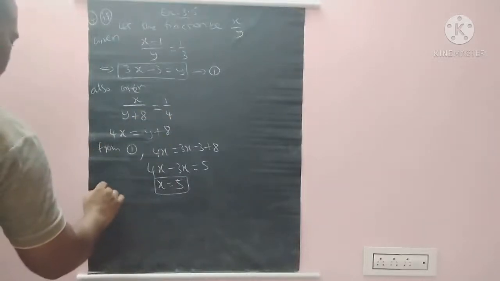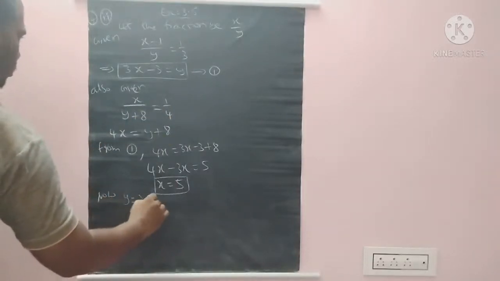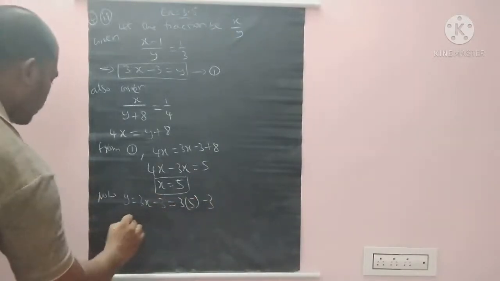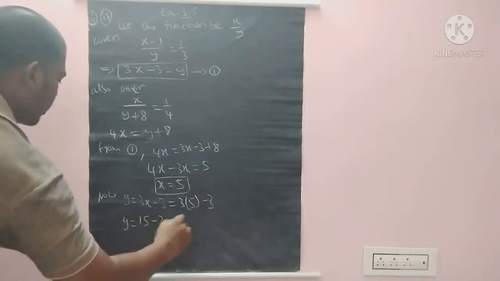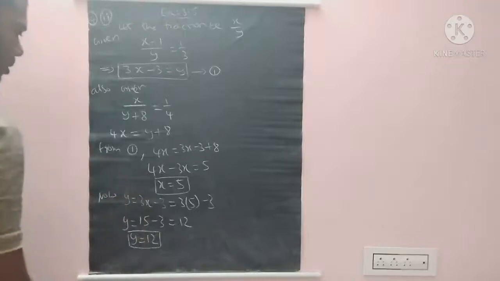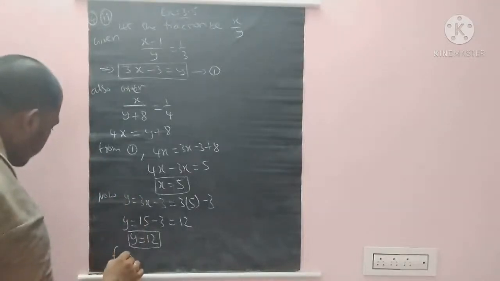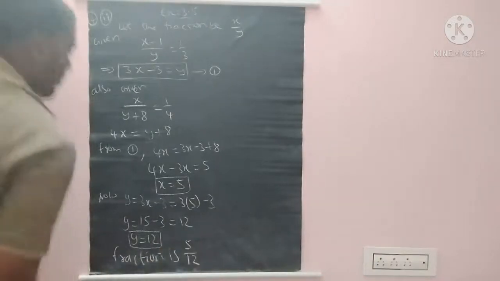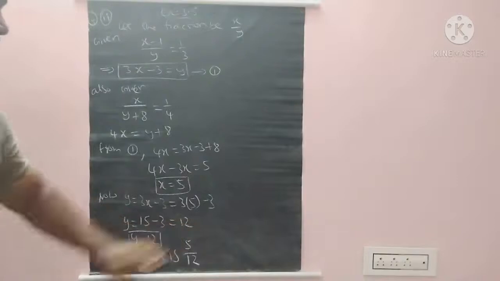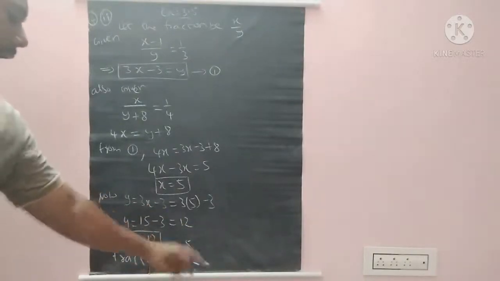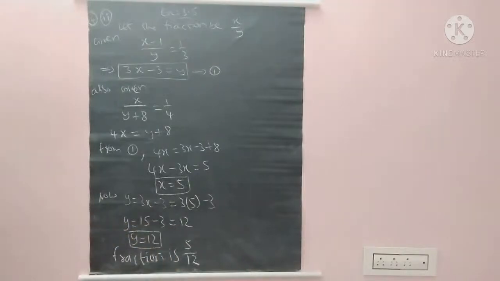Now y equals 3x minus 3, that is 3 into 5 minus 3. Y equals 15 minus 3, that is equal to 12. So y equals 12. So the fraction is 5 by 12. If 1 is subtracted from the numerator, 5 minus 1 is 4, 4 by 12 is 1 by 3. If 8 is added, it will become 5 by 20, which means 1 by 4. So hence verified.